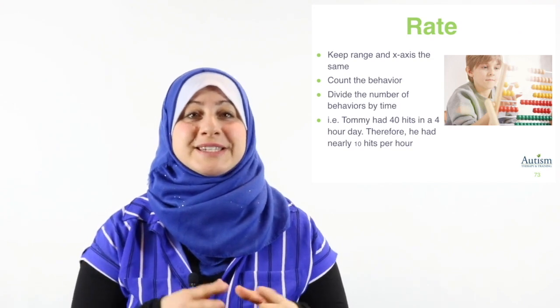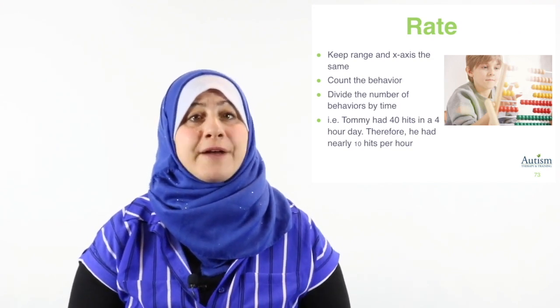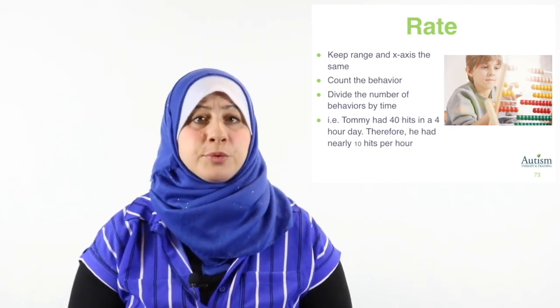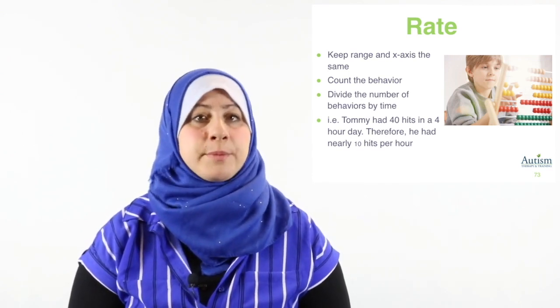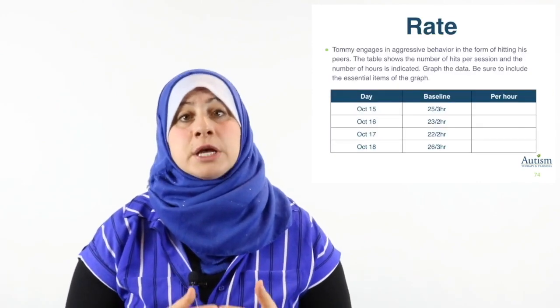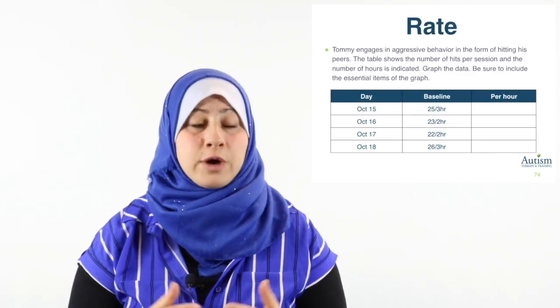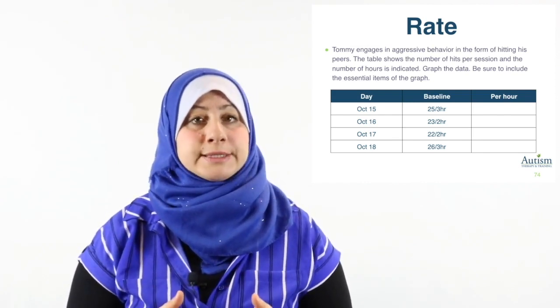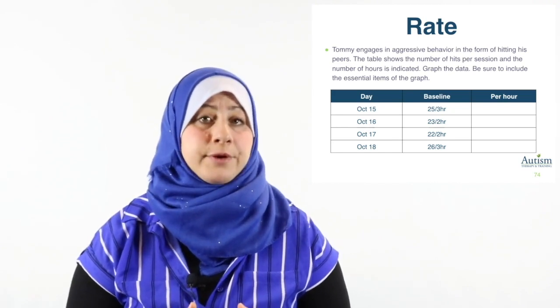All right, so let's do the same thing here, but graph rate of behavior. Keep the range and x-axis the same. Remember, with rate, you will take the number of the behavior divided by the number of hours. For example, Tommy had 40 hits in a 4-hour session. So here is your baseline data, the number of times Tommy engaged in hitting, and the length of the session. Take a few minutes and indicate the rate of the behavior.